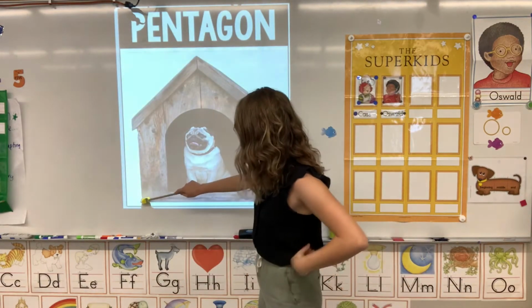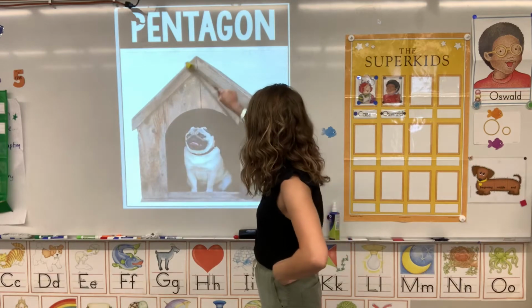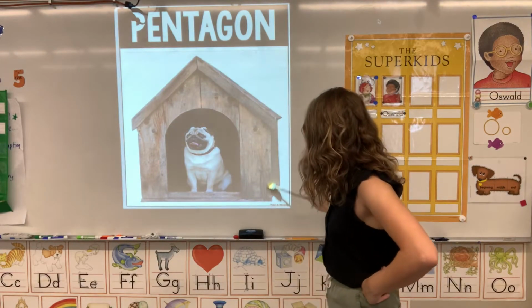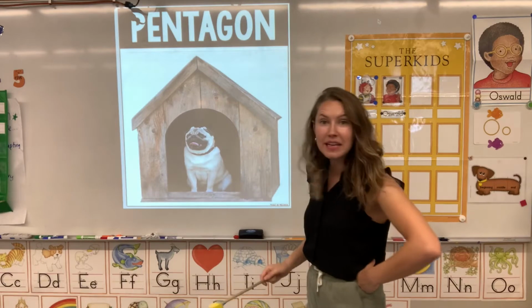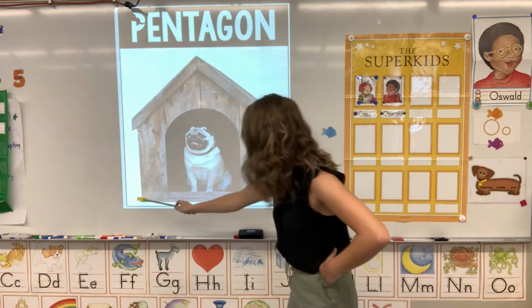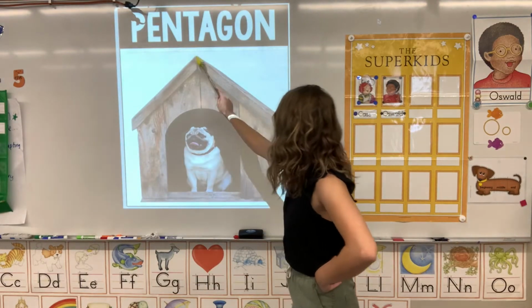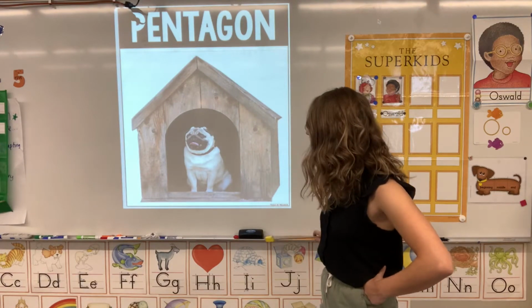So we can count the sides here. 1, 2, 3, 4, 5. And then we can count the corners or the points. 1, 2, 3, 4, 5.